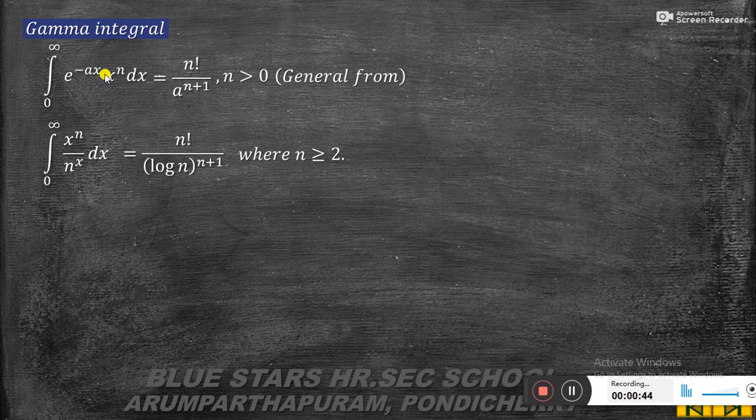So the integral 0 to infinity of e power minus ax x power n dx is n factorial by a power n plus 1, n greater than 0. This is the general form, or otherwise you can write integral 0 to infinity x power n by n power x dx equals n factorial by log n whole power n plus 1, where n is greater than or equal to 2. This is the formula for the gamma integral.